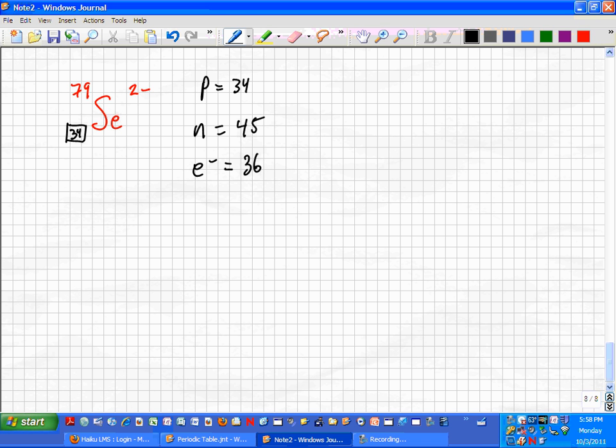Let's go the other way. Let's say I've got protons equal to 21. Let's say I've got neutrons equal to 24. And I've got electrons equal to 18. And I want to write a symbol for this. Well, to get the symbol, first thing I'm going to do is look at the periodic table and find what has 21 protons.